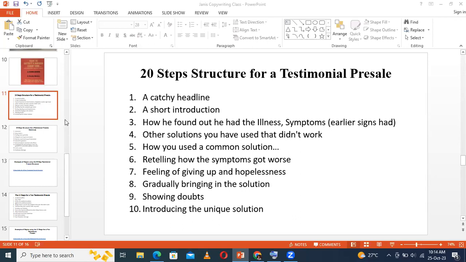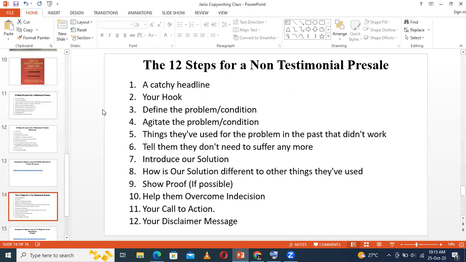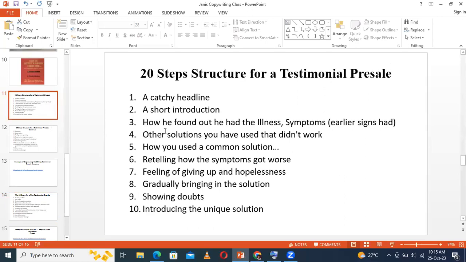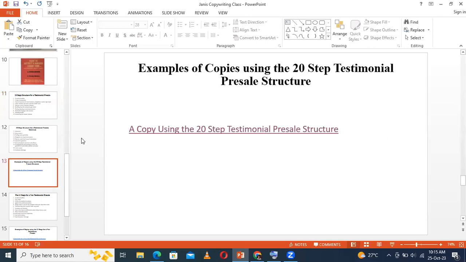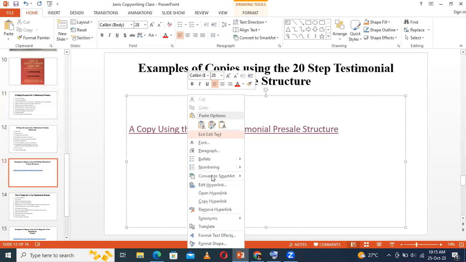That's why I crafted these two patterns for you: this 20-step structure for a testimonial pre-sale, and this 12-step structure for a non-testimonial pre-sale. So now let's get started. Let me open the example for the testimonial pre-sale. That's what we are starting with first. Let me just copy the hyperlink.